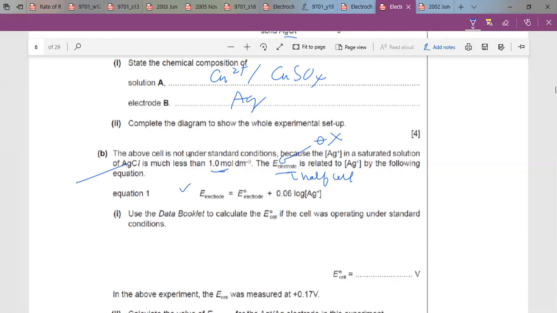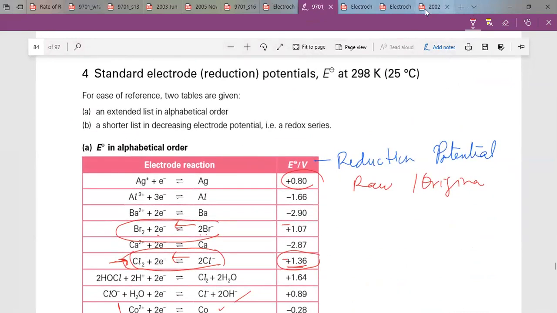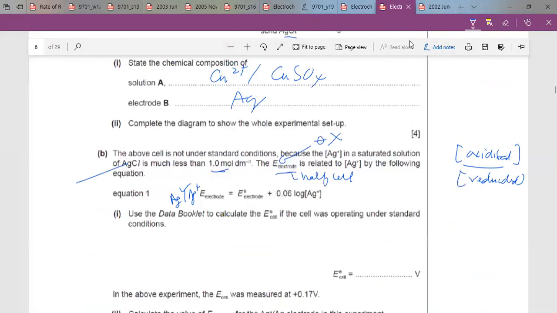Now they actually give you the thing, which is very good. This is for an electrode, which means there's only one ion here. If there were two ions, it would be the oxidized form over the reduced form. Since there's only one, it's on top. So for this electrode, this is for silver, silver plus. Silver is plus 0.8, so here this will be plus 0.80.